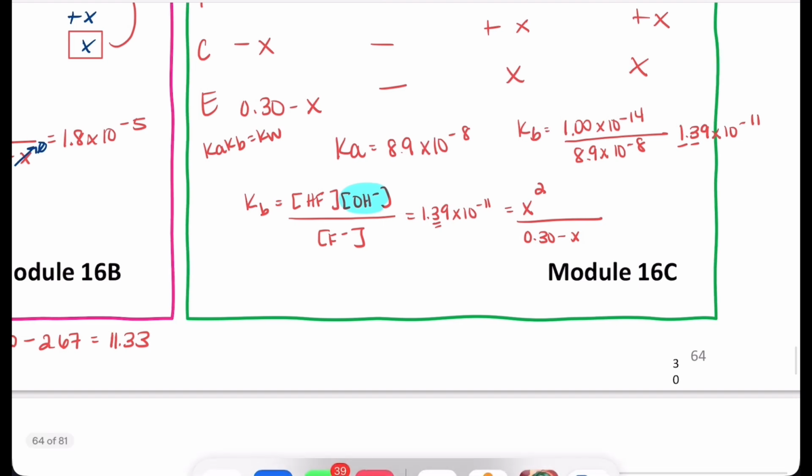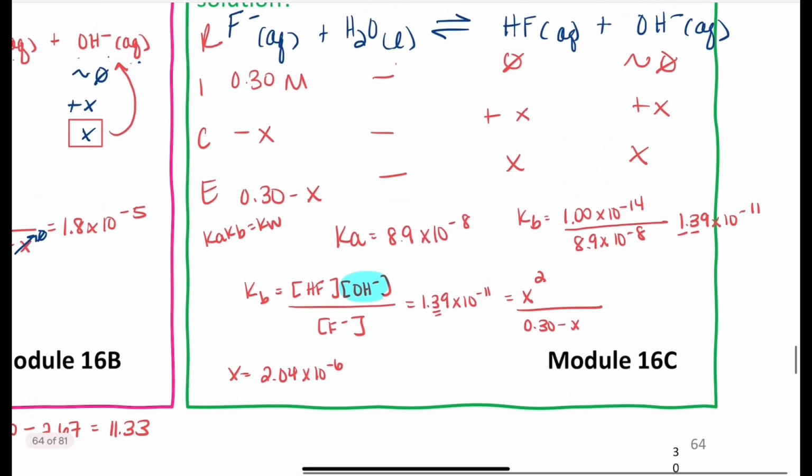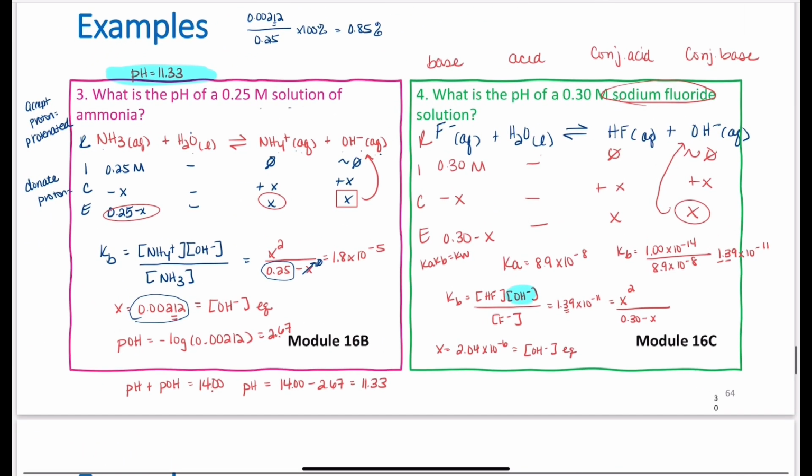I'm going to solve that equation for x. I get an x value of 2.04 times 10 to the minus 6. But again, remember what x represents. X represents the hydroxide concentration at equilibrium. So again, you can go through, I don't care which way you do it. I'm going to erase this stuff over here for space.